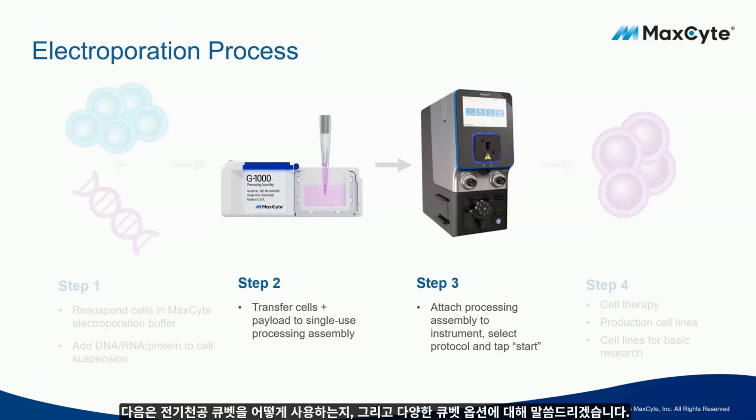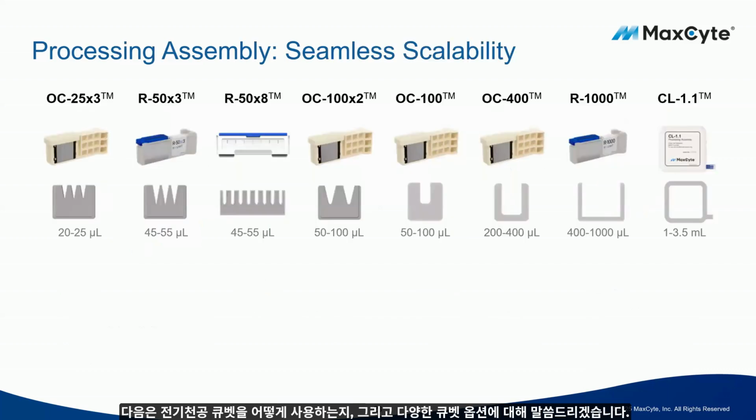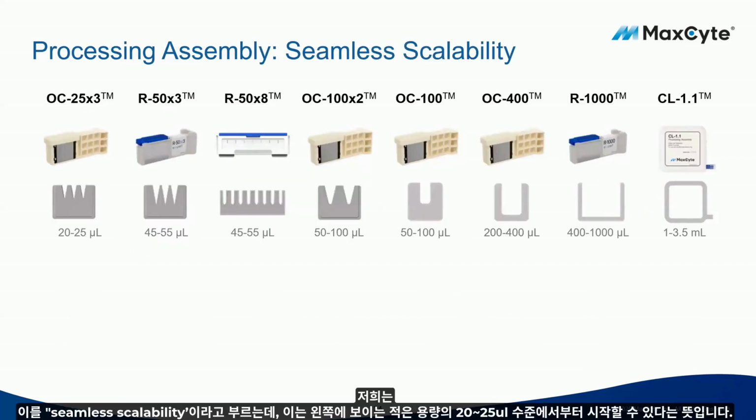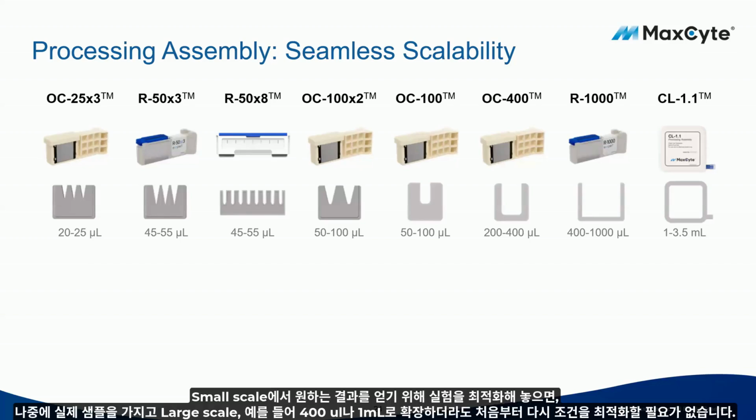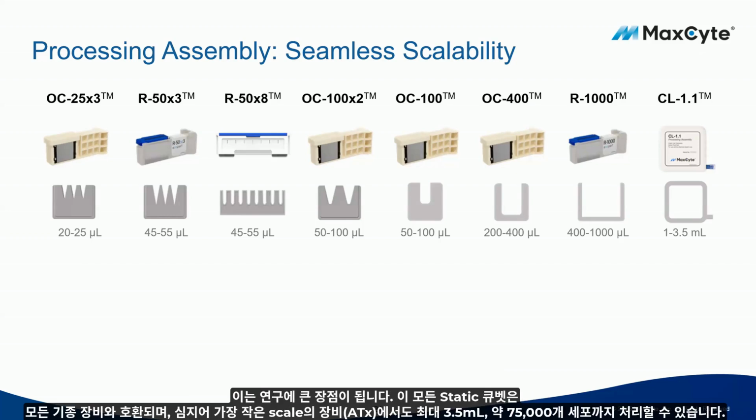And so next is how we load the electroporation cuvettes, and also the different varieties that we have. We like to call it seamless scalability, which means that from the lower end, with the very left side, you can electroporate with 20 to 25 microliters in total. And then you don't have to re-optimize or redo all the experiments you did to get the results you wanted at the small scale. Once you want to move over and test it with your actual samples on the large scale, say at 400 microliters or 1 mL, you don't have to redo and reselect everything.